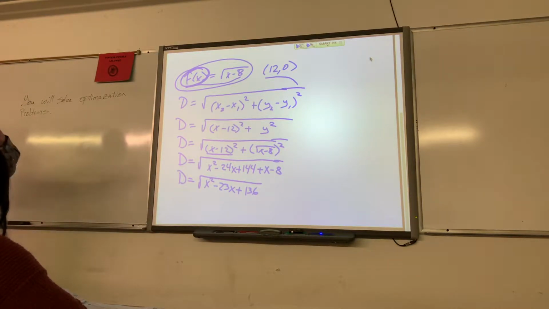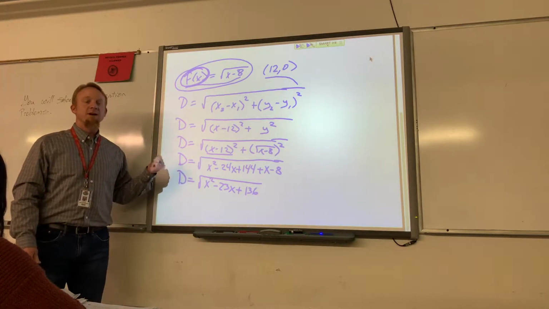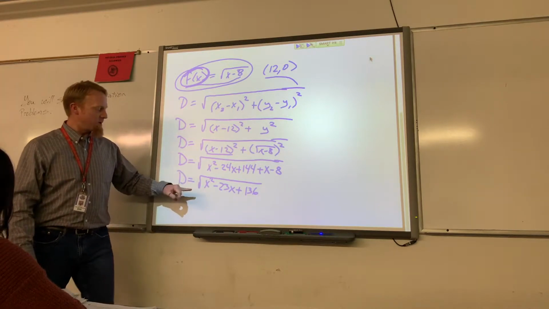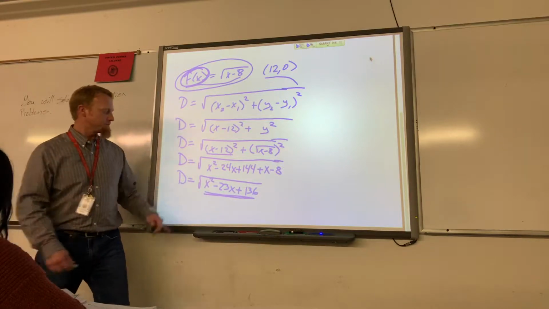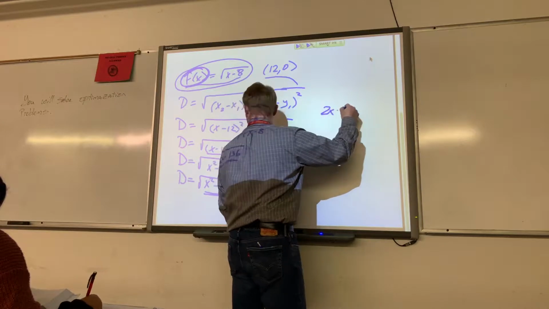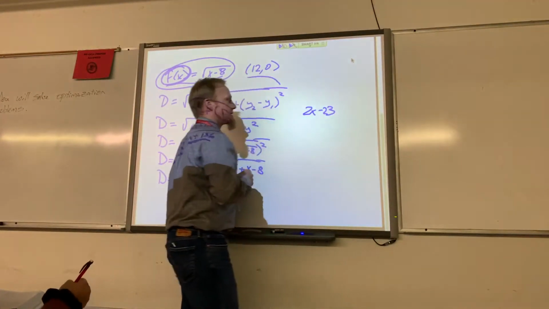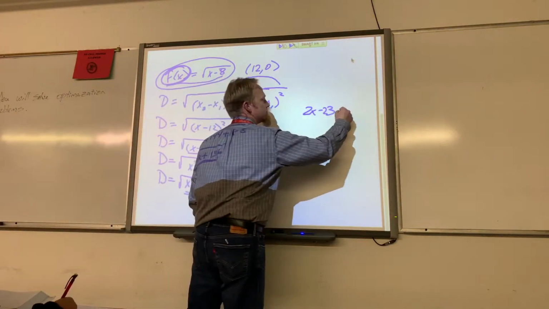Okay. Why would I want to do that? Easier. Why is it easier for me? What do I not have to do? I don't have to do chain rule, I don't have to find the derivative of the square root. So at this point, I'm just going to look at that piece right there and take the derivative of that. So that's going to be 2x minus 23, and what do I want to do to that? Set it equal to 0.